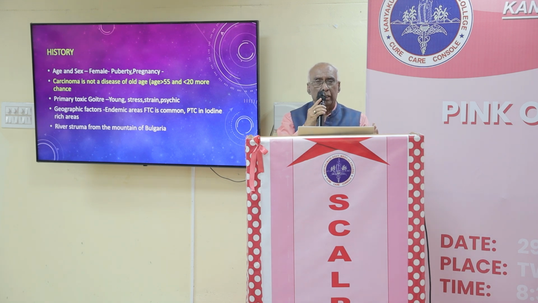Then of course, in endemic areas, follicular thyroid cancer is common, literature-wise. But we see that papillary thyroid cancer also is common in endemic areas. Even though literature-wise, PTC, papillary thyroid cancer, is in iodine-rich areas. Nowadays, after the universal iodization program, the PTC incidence has increased. That is why we are getting more papillary thyroid cancer. And in some areas there is something called struma ovarii. Struma means goiter only.